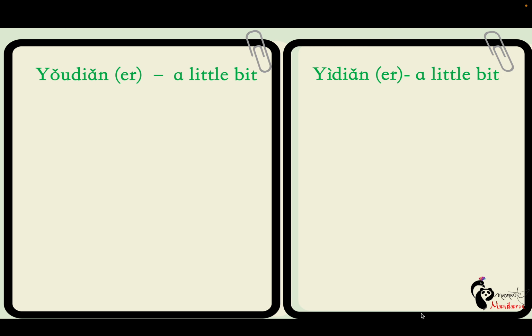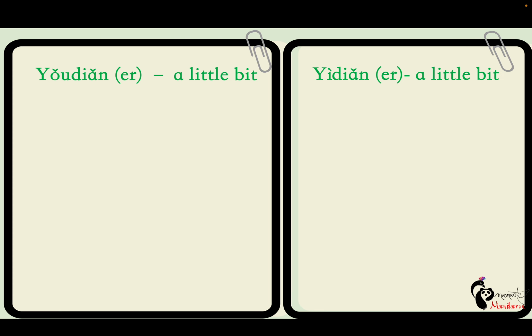But there's a difference. Before that, let's understand why I have put this in brackets, because sometimes they omit saying or writing it, but the meaning remains the same. So in some places they say Yǒudiǎner, some places they may just say Yǒudiǎn, Yìdiǎner or Yìdiǎn. It's the same meaning, right? And sometimes they just write R here, not even R. So just remember all these variations have the same meaning, right?